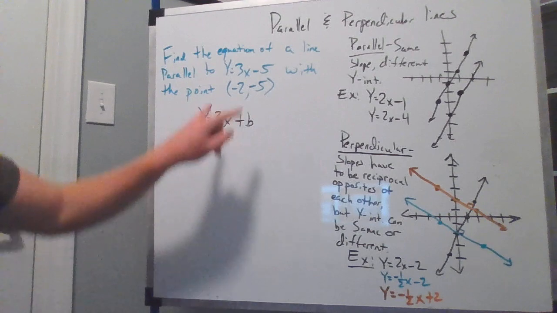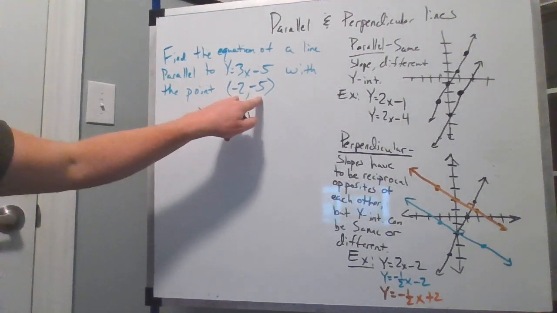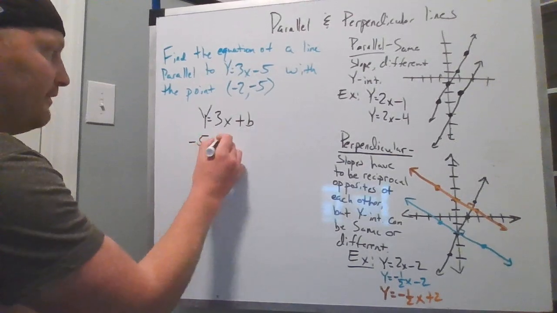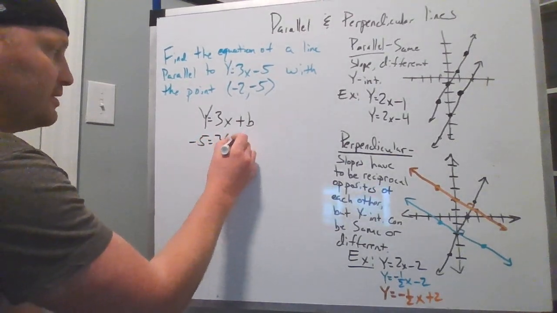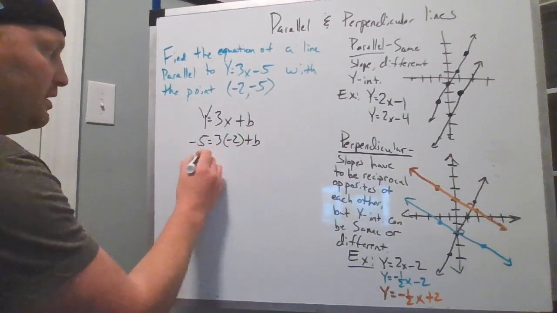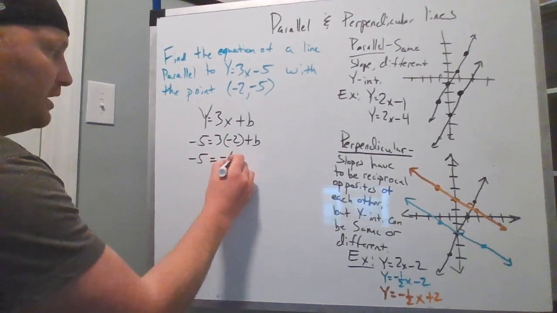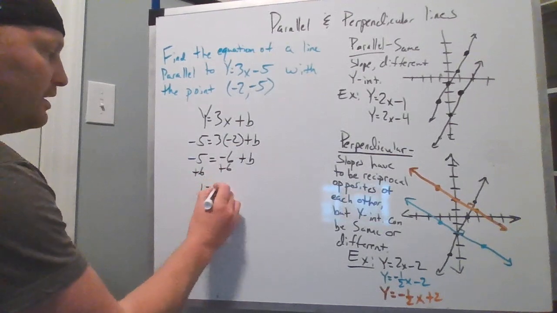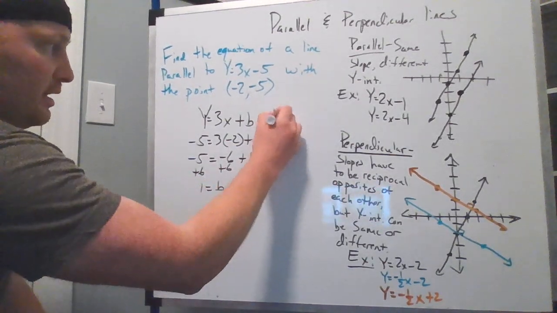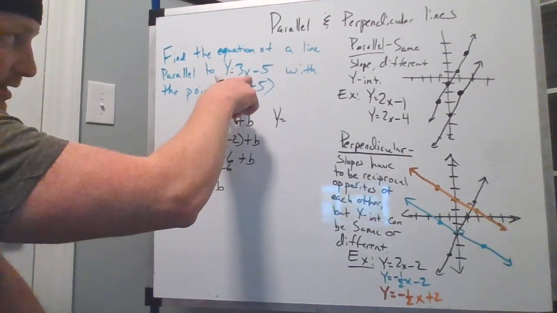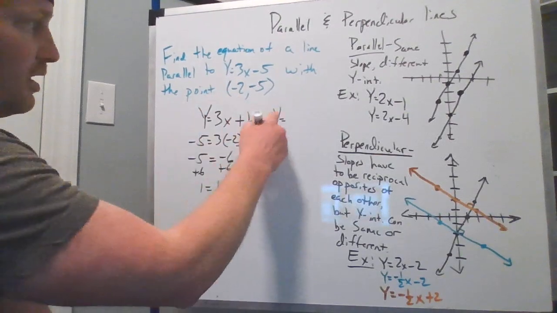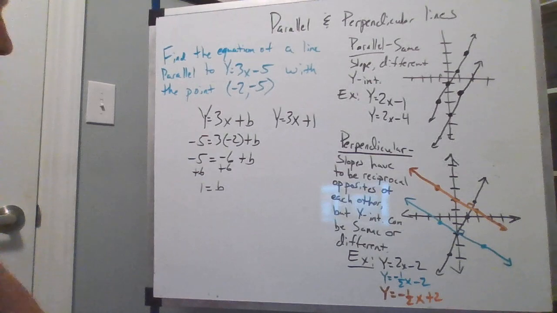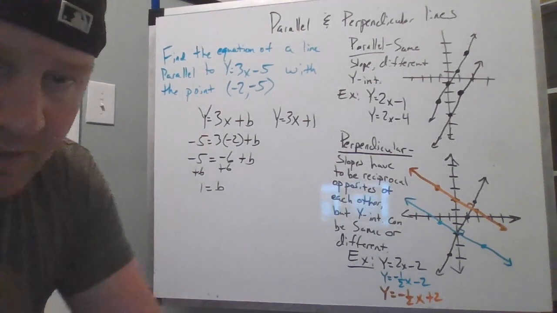All right. So just like we did yesterday, let's replace x and y with these numbers. So negative 5 equals 3 times negative 2 plus b. Negative 5 equals negative 6 plus b. Add 6, so 1 equals b. So the line that's parallel to this, that carries these points, is y equals 3x plus 1. Okay? That's how you would do one like that. Let me get you some more.